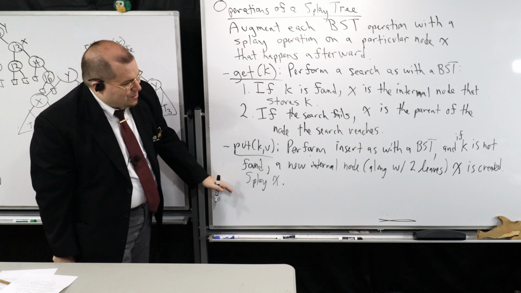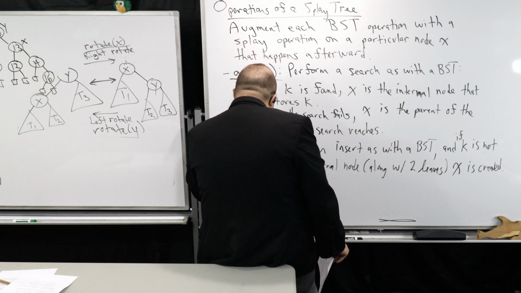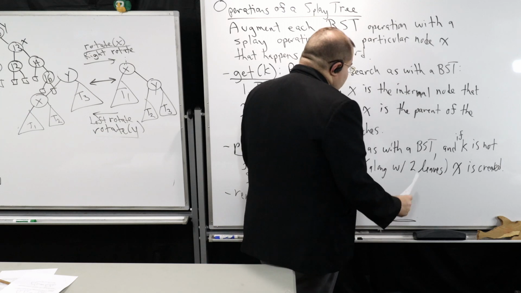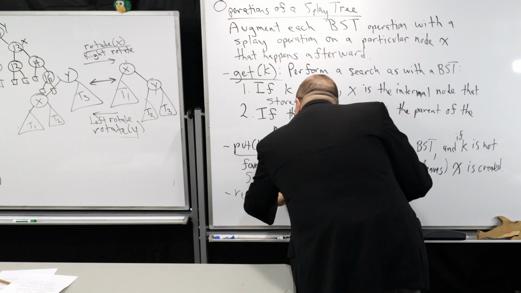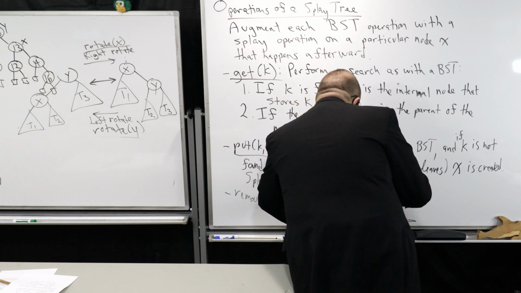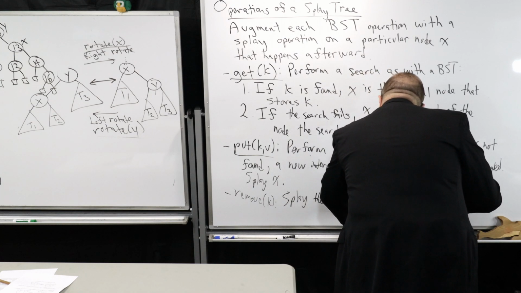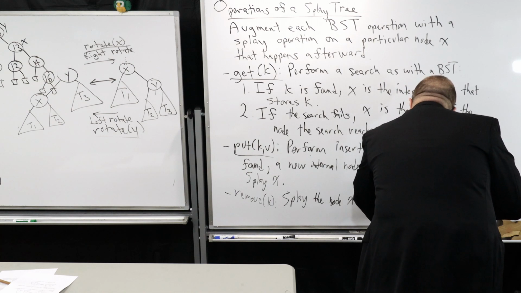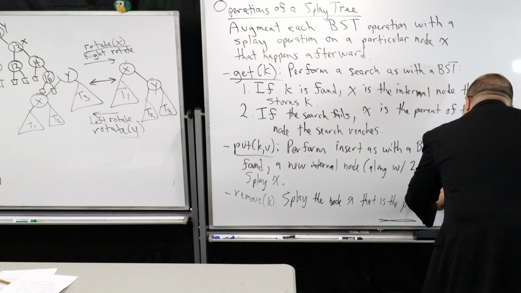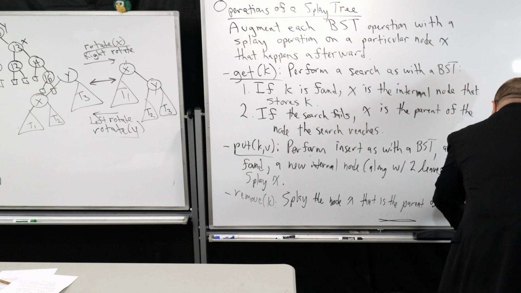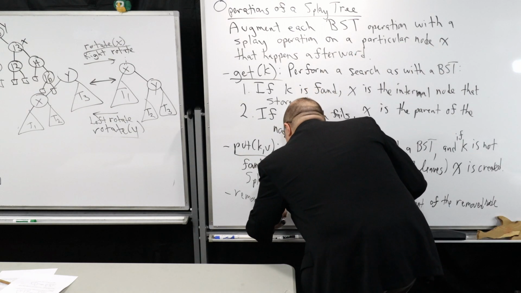So you just splay this one. The remove. There's a little bit more detail in the notes if you don't remember how to do a removal in a binary search tree. You just splay the node X that is the parent of the removed key, the removed node with key K.